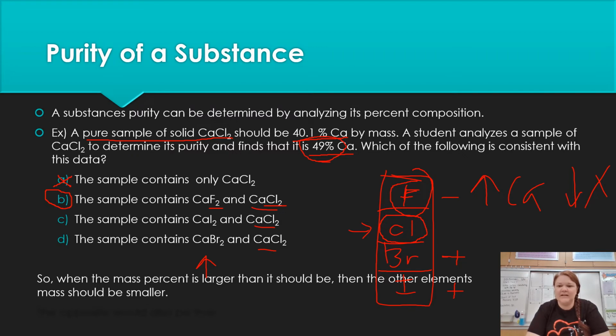Now let's try some more. Oh, and the opposite would be true, of course. If our mass percent was lower than it should be, then the other element's mass should be higher, right? So instead, if we had, instead of 49% for calcium, say we had 32%, right? It's lower. Then the bromine or iodine would be a more likely answer. Okay.